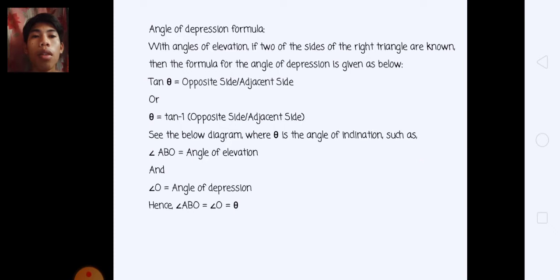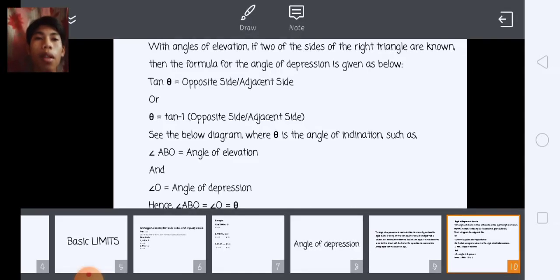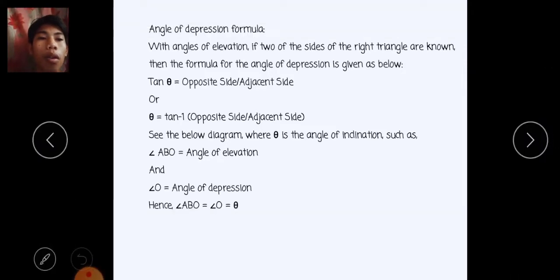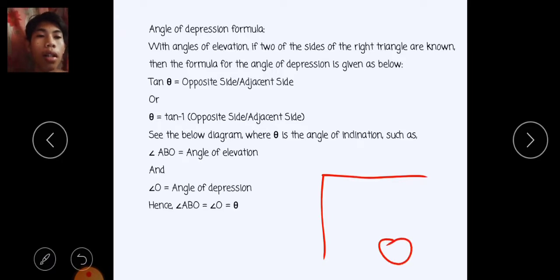So this is the formula in getting the angle of depression. The angle of depression is when the observer is higher than the object. For example, this is the object and this is the observer. So this is his eye, the side of his eye. So this is the angle of depression.